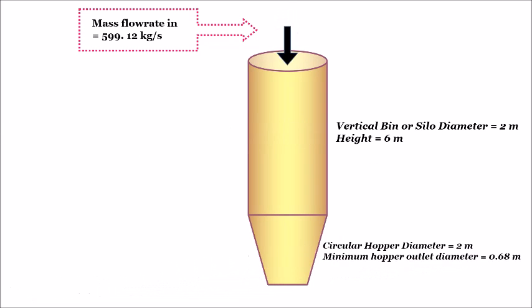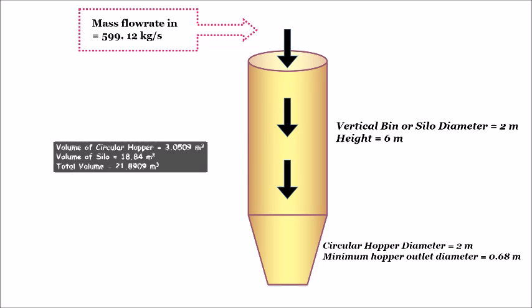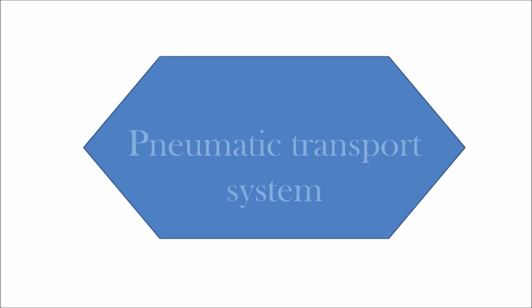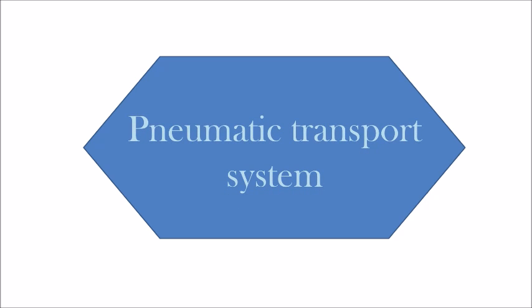The particles enter the system with the mass of 599.12 kg per second. The particles, which is the barley, flow into the silo and to the hopper. Now I will continue with pneumatic transport system.